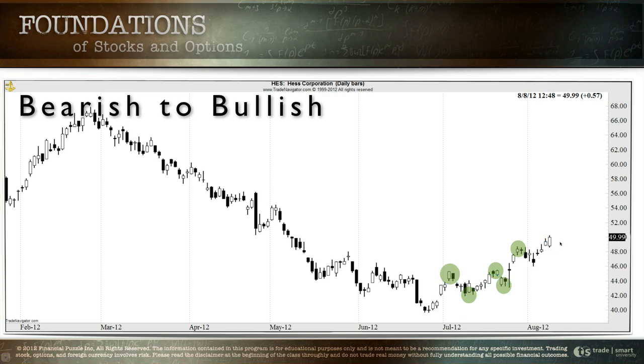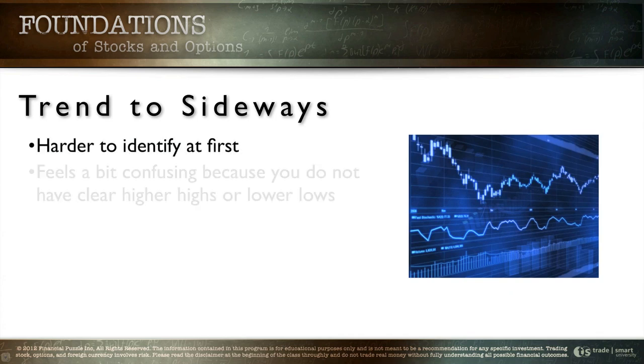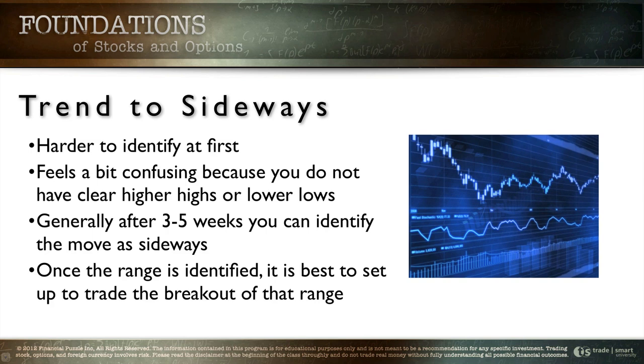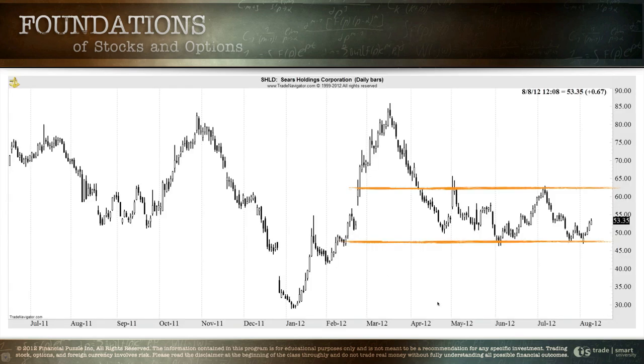Now, when we're moving from a trending stock into a sideways stock, it's sometimes a little bit harder to identify. In fact, it's often harder to identify. It feels a little bit confusing because you don't necessarily have clear highs and you don't necessarily have clear lower lows. But generally what's going to happen is after about 3 to 5 weeks, you should be able to start identifying that sideways move. And then once the range is identified, you can trade inside the range. I personally think the best way to do it is to trade the breakout of the range. That's the ideal.